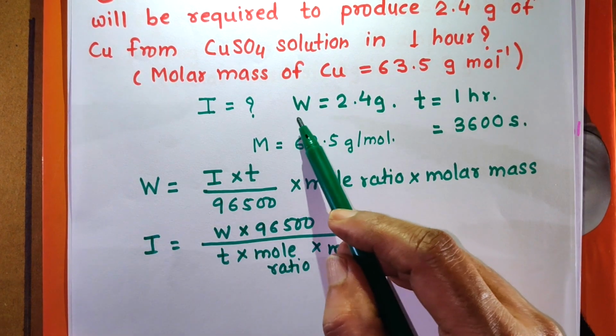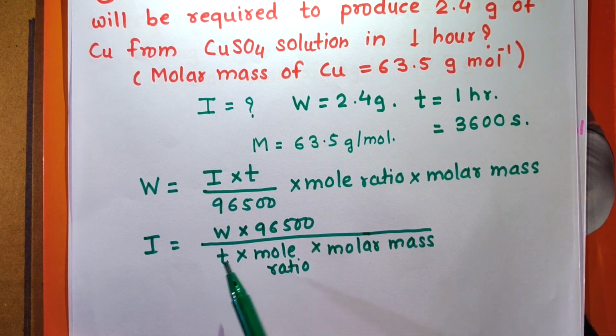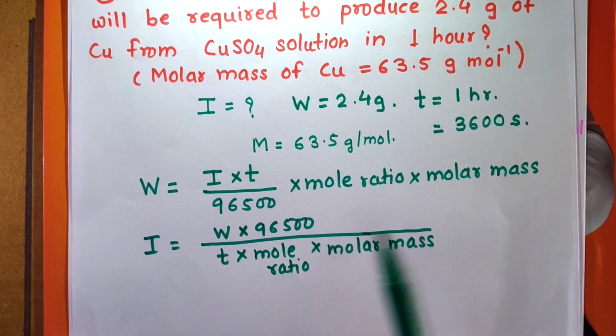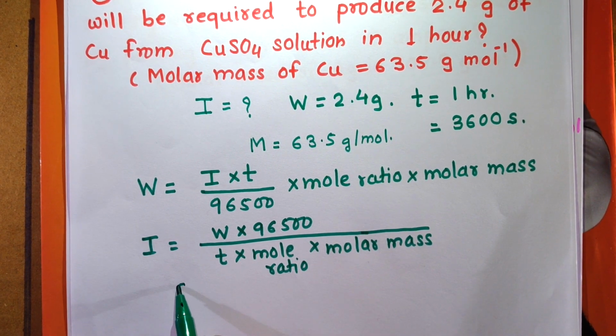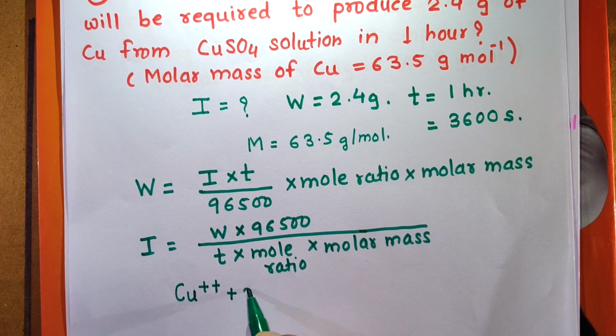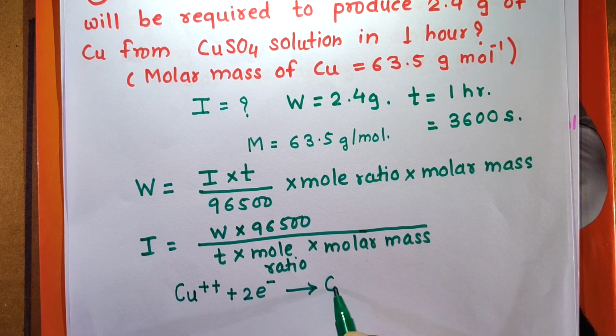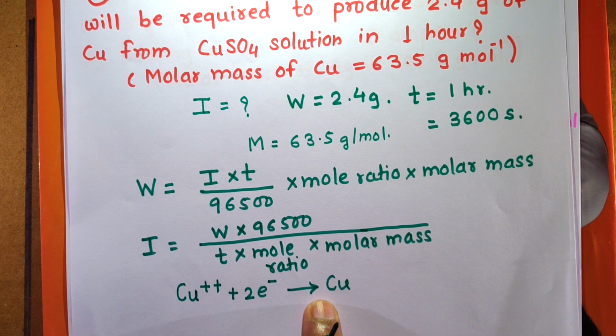What is W? W is mass of copper, which is given, 2.4. 96500 upon T, that is time, we have calculated in seconds. Mole ratio. What is mole ratio? We have studied it. Mole ratio can be calculated by stoichiometric chemical equation. Now in CuSO4 solution, Cu++ ions are there. These Cu++ ions are reduced, that is, they accept the electrons and get converted into Cu atoms. So you have to write this equation. Cu++ ions plus 2 electrons gives Cu.